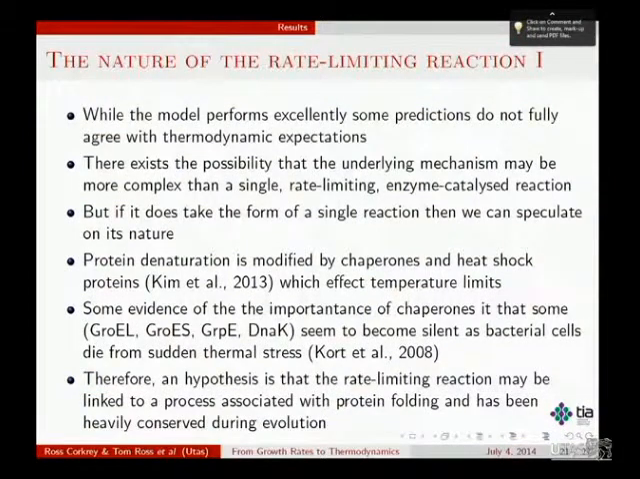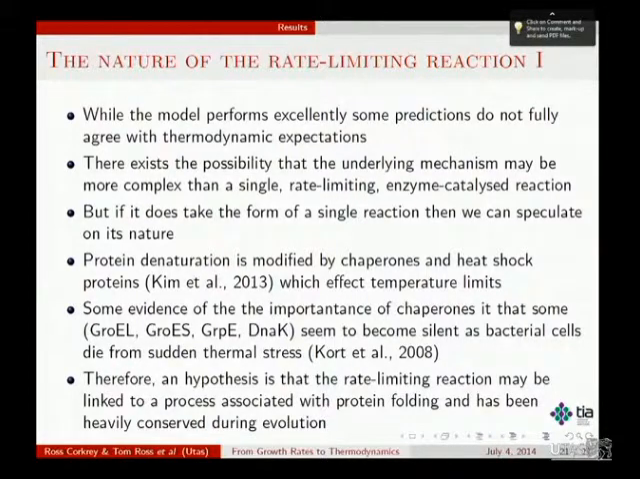But what is the nature of this rate-limiting reaction? Now, we will admit up front that not all of the parameter estimates are quite in line with what you might expect, but they're not implausible. It is still possible that the underlying mechanism may be more complicated than a single rate-limiting reaction.